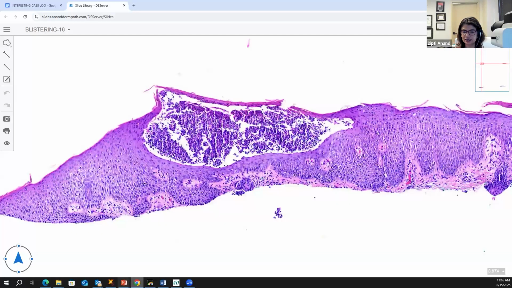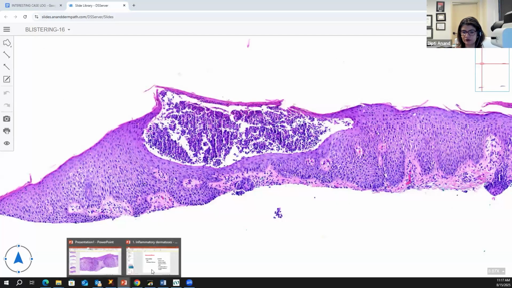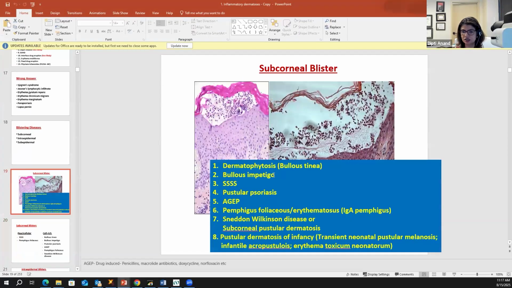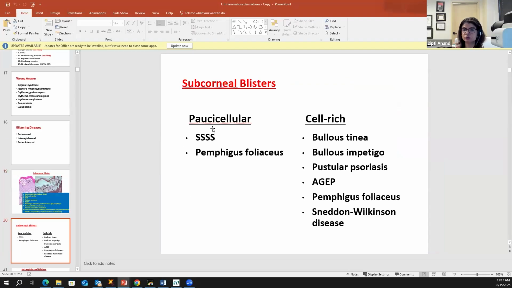So that was about the subcorneal blister. The more important thing is to memorize these two slides, these 8 entities, and then to just briefly remember that it could be paucicellular or cell-rich. And if it's paucicellular, you're dealing with these 2 diseases. Exclusively paucicellular is staphylococcal scalded skin syndrome.